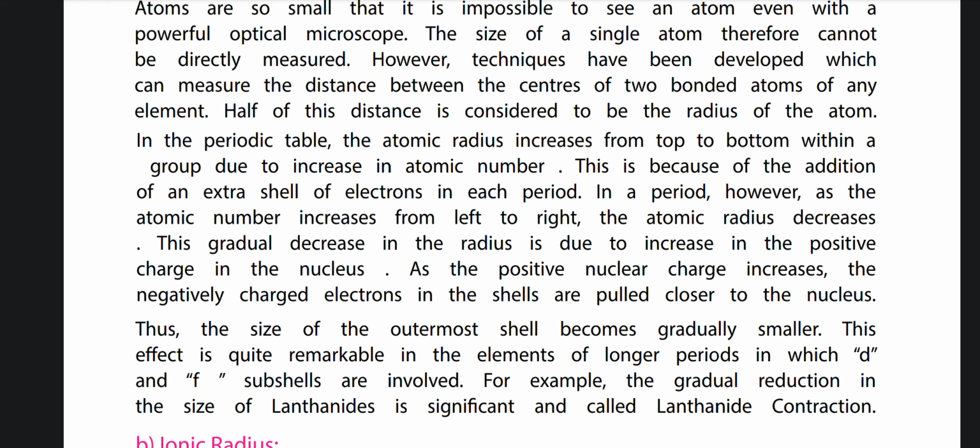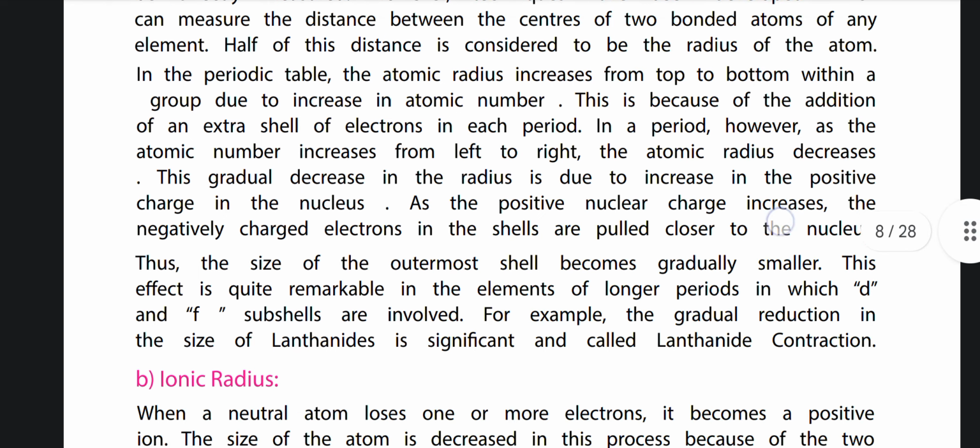As the positive nuclear charge increases, the negatively charged electrons in the shells are pulled closer to the nucleus. Thus, the size of the outermost shell becomes gradually smaller. This effect is quite remarkable in the elements of longer periods in which d and f subshells are involved. For example, the gradual reduction in the size of lanthanides is significant and called lanthanide contraction.